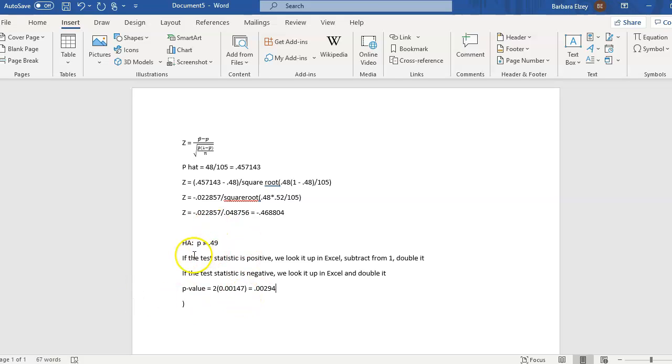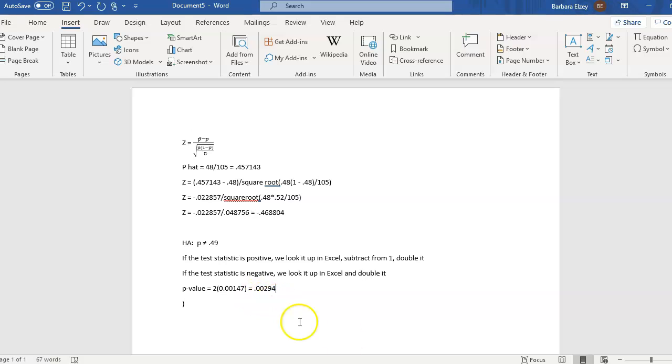But just a little note, if this had been P is greater than 0.49, we would have looked it up in Excel and subtracted from 1. If this had been P is less than 0.49, we simply would have looked it up in Excel and reported what we got from Excel.